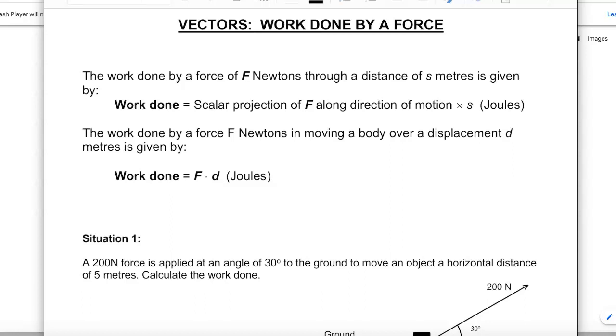In this video, part A of vectors, work done by a force, we're going to have a look at the work that is produced, or the result of a force acting on an object. And we're going to have a look at its horizontal motion or movement. So we're going to particularly look at the scalar projection of the force multiplied by s, and s represents the distance of s meters. So let's see this in action.